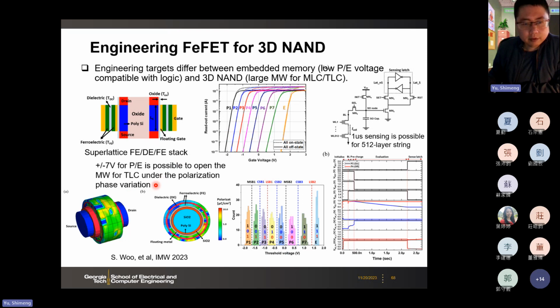So here, by TCAD simulation, we demonstrate 3-bit operation. And then we consider the variation of those ferro versus the dielectric phases, and we can still get a distinguishable memory window in terms of the threshold voltage distribution. So this is through simulation. But recently, our group has collaborated with Professor Sumedha and Professor Asif's group on FeFET. We experimentally demonstrated this concept, and we will present the experimental data at the upcoming IEDM conference as well. So this is one way to engineer the FeFET for the 3D NAND.